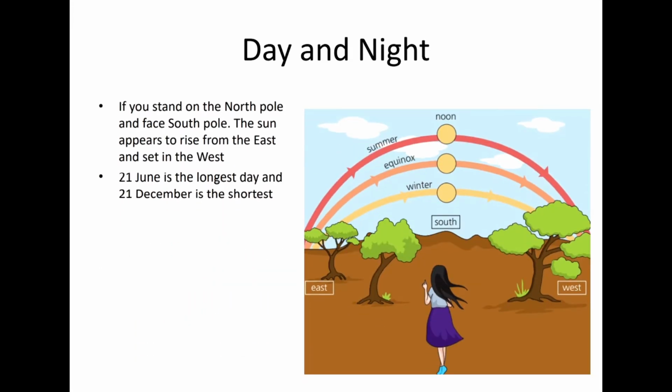Okay, so now we have the difference of day and night. If you were yourself standing on the North Pole, for example, right now, this student is standing at the North Pole, observing the South Pole, and on her left there is East, and on her right is West. So in winter season, she will see that the Sun actually follows this path. What is equinox? We'll get to that later. In the summers, it actually follows this path.